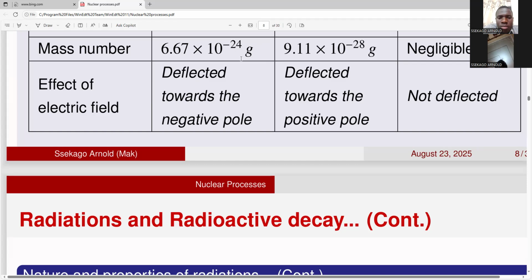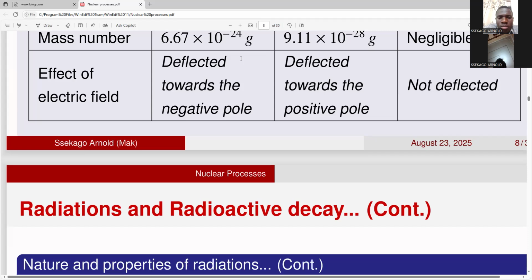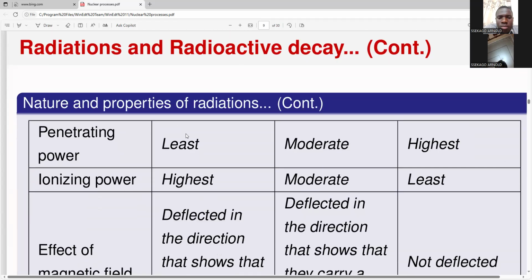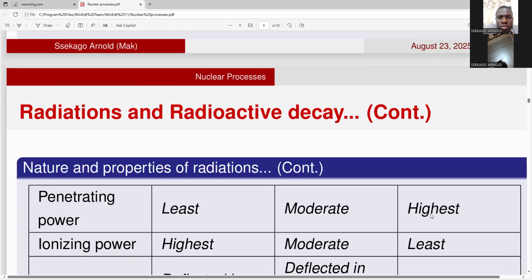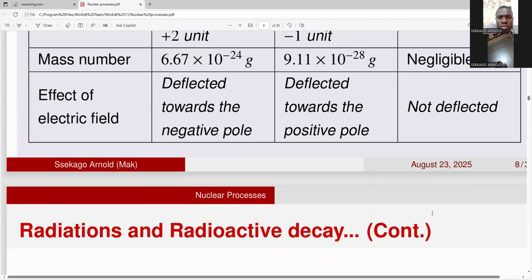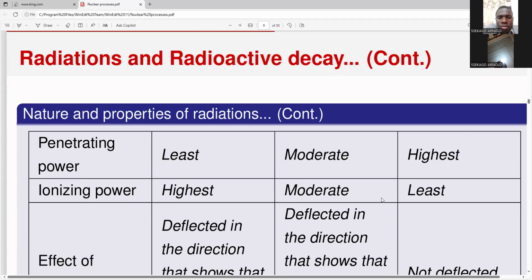So alpha particles are heavier. Since they are heavier, they have the least penetrating power. They move at a slow rate. However, for gamma rays, here we saw that they have negligible weight. They almost have zero weight. Since they have zero weight, they move fast. They penetrate at a faster rate. Then the penetrating power for the beta particles is moderate.